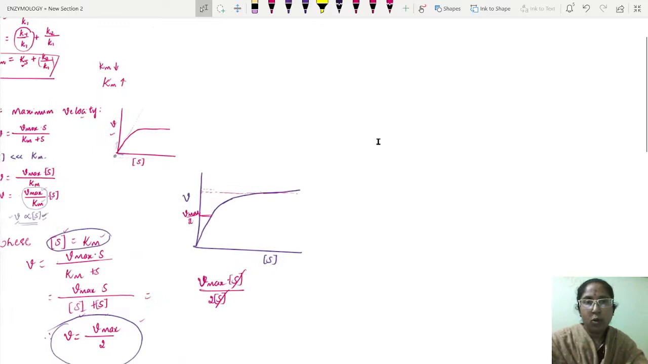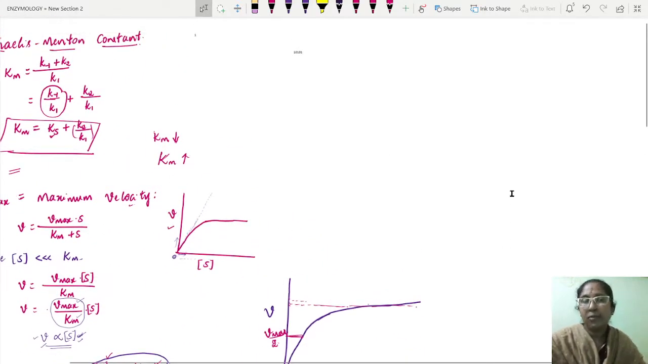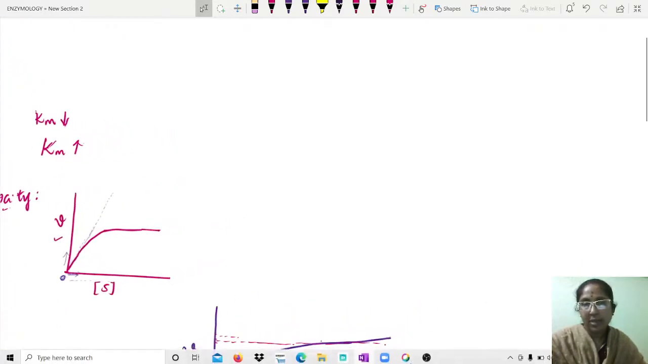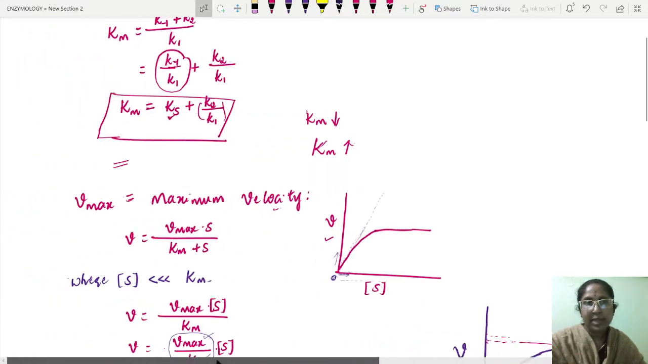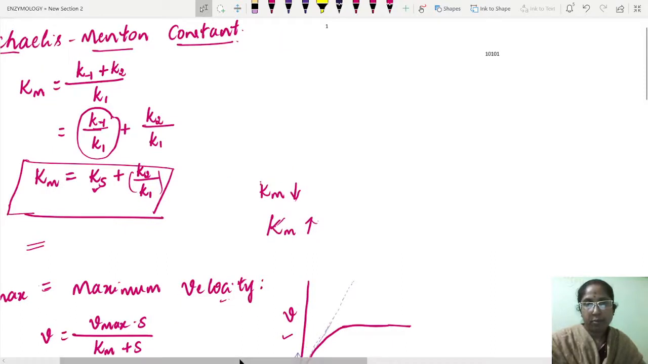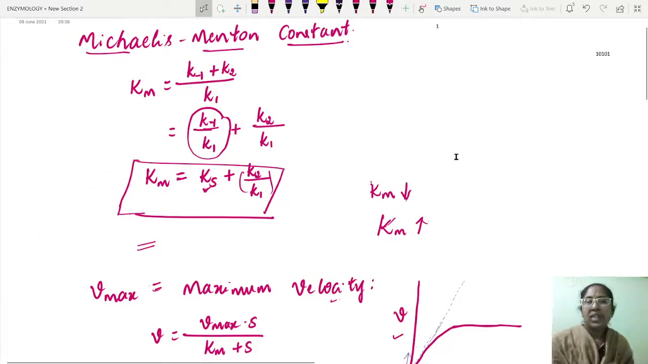In this session I have explained to you about the Km and Vmax. Km is nothing but the Michaelis-Menten constant. So this Km is actually an indication of the affinity of an enzyme towards the substrate. Here I haven't explained the definition yet.